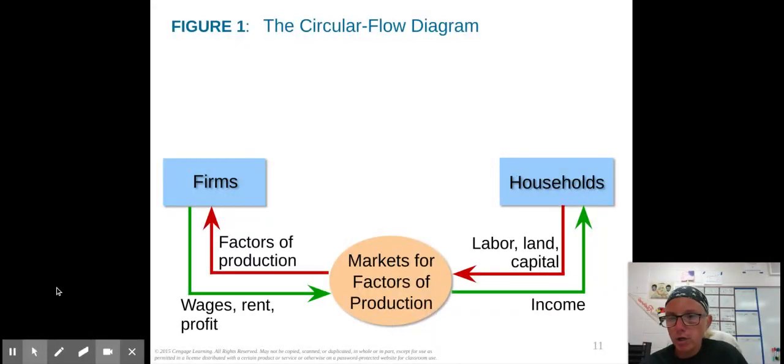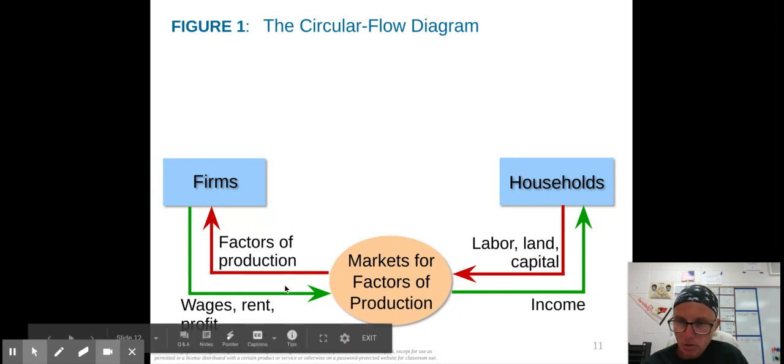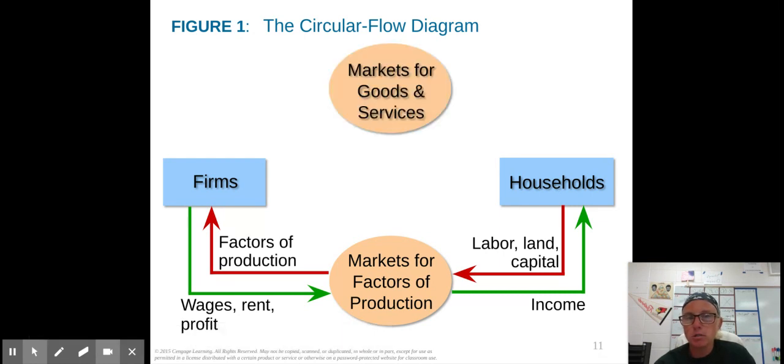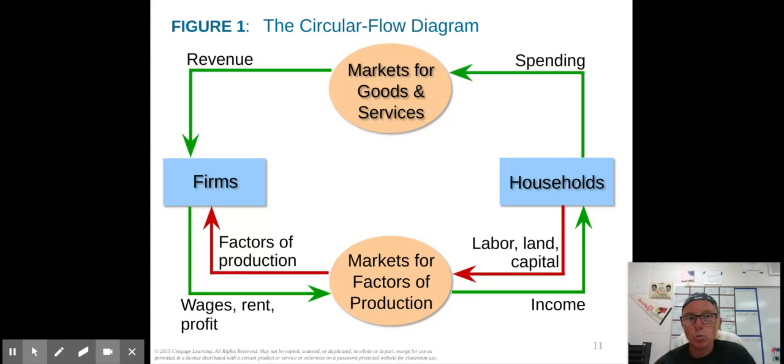So the firms, in return, we're not giving it up for free. They pay us wages, or if we owned land that they could rent, they're paying rent to us, and we consider that income.